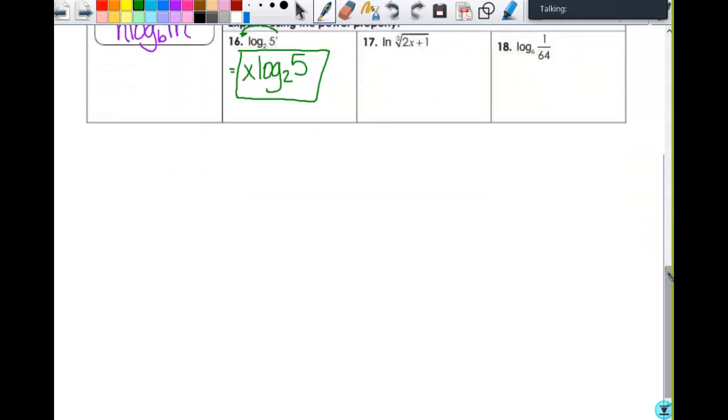On 17, I don't have an exponent, so I need to make this into an exponent. So the natural log of 2x plus 1 to what power? If this is a cube root, it becomes a what? 1/3. Very good. And then that 1/3 comes out front. So I get 1/3 times the natural log, still need parentheses, 2x plus 1.